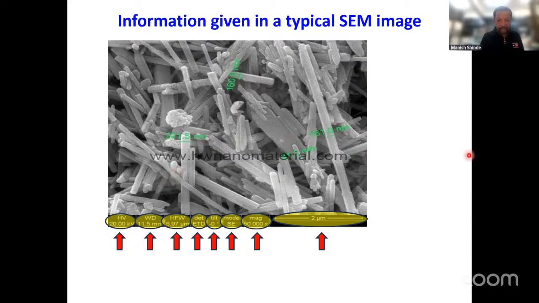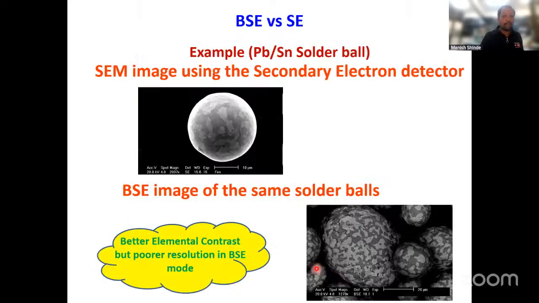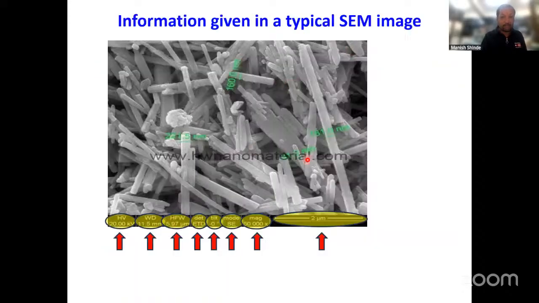Okay, so this kind of information is obtained from the SEM image. I'll give you some examples of these SEM imaging modes and the difference between the secondary electron detector and the backscatter electron detector. Most of the SEM imaging is done using secondary electron mode because it gives better resolution. For example, this image is done in SEM SE mode, secondary electron mode, because you just need information about the surface morphology.